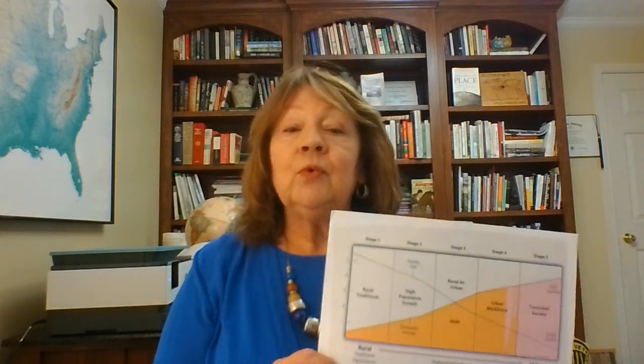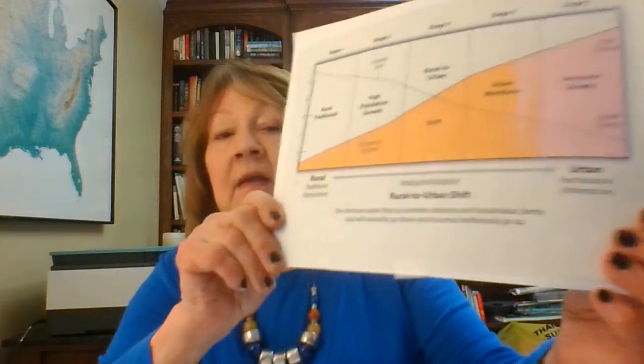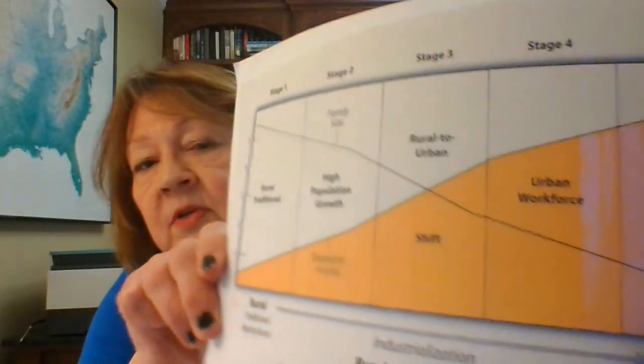And today we're going to talk a little bit about the criticisms of the model, Rostow's model. And the first thing I want to show you, however, is the rural to urban shift that he talks about happening here. Let me try and get this up so you can see it.